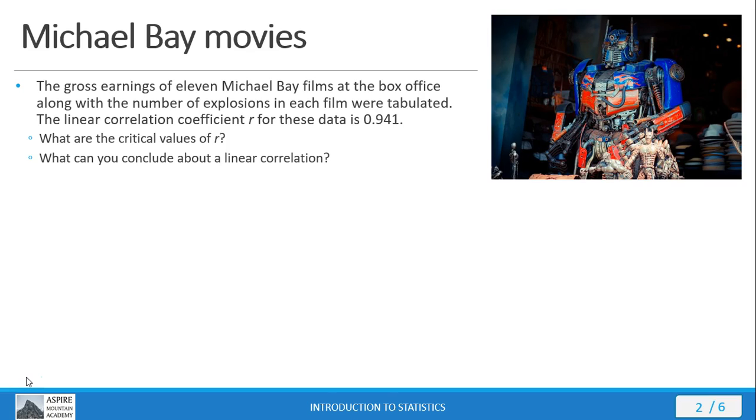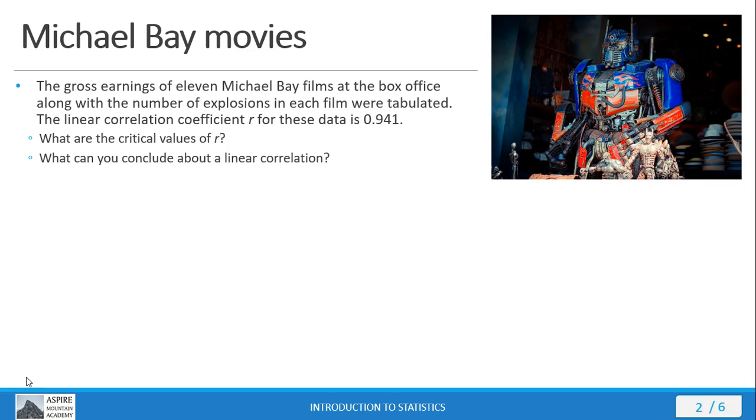Anywho, someone decided, hey, let's look to see if there's a connection between the number of explosions in Michael Bay movies and how much each film grossed at the box office. So people collected the data, found a linear correlation coefficient of 0.941. And now we're asked, what are the critical values of R, and what can you conclude about a linear correlation?